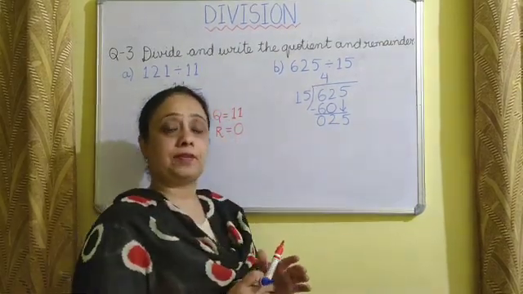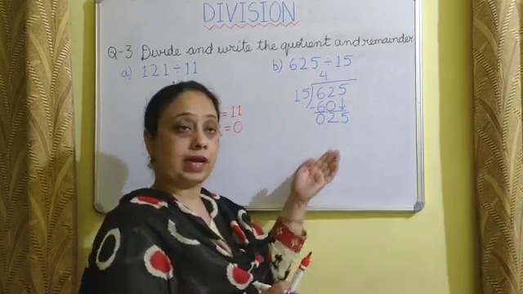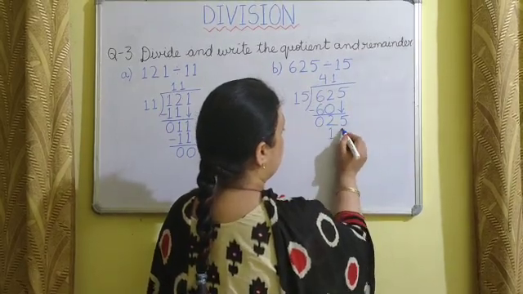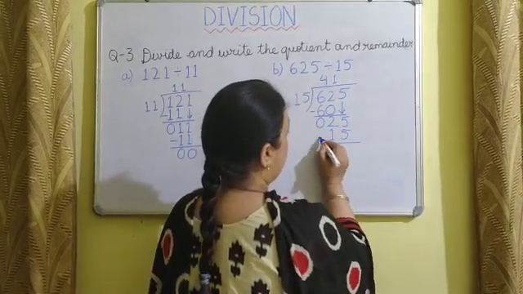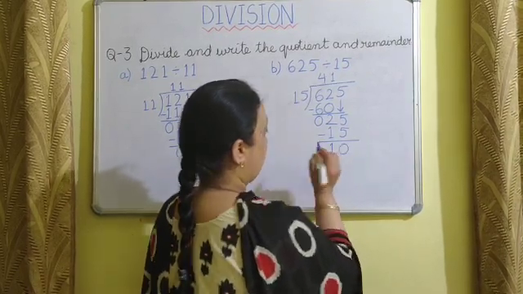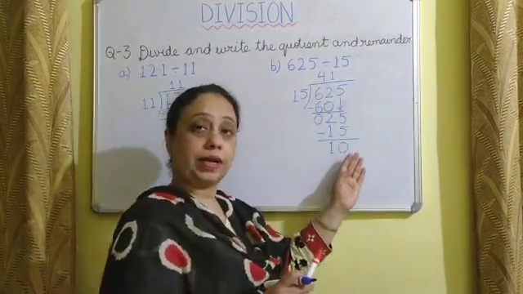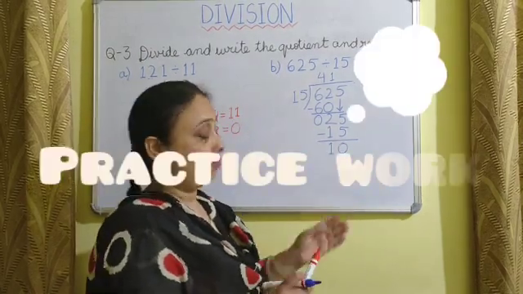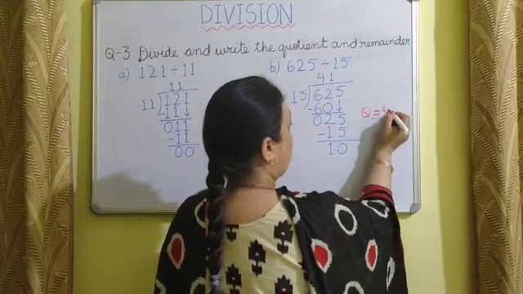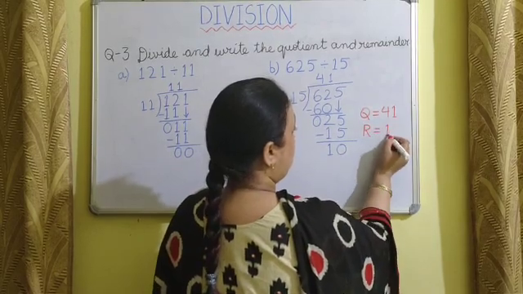15 ones are 15 and 15 twos are 30. So 30 is greater than 25. So we'll write 15 ones are 15. Subtract it. 5 minus 5 is 0 and 2 minus 1 is 1. We are left with 10 here. There is no other digit to copy down. So our division is complete here. We'll write the quotient. Our quotient is 41 and our remainder is 10 here.